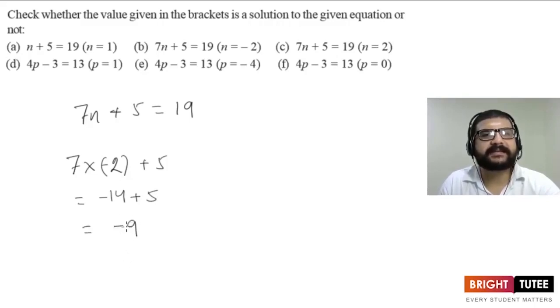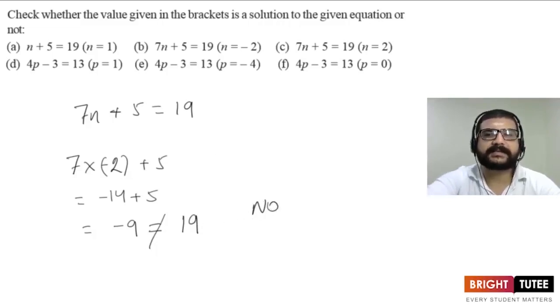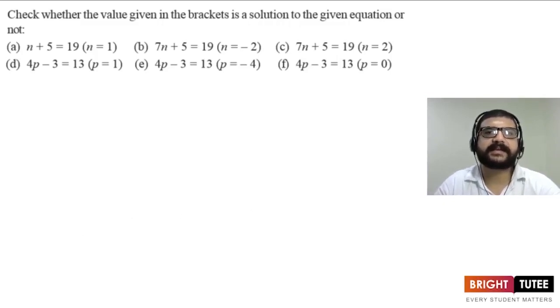Now LHS is equal to minus 9 and RHS is 19, and we know minus 9 is not equal to 19. Therefore, the given value of n is not satisfying the equation. So the answer for this question will be no. Now let's see the next question. It is 7n plus 5 is equal to 19, and the value of n is given as 2 this time.